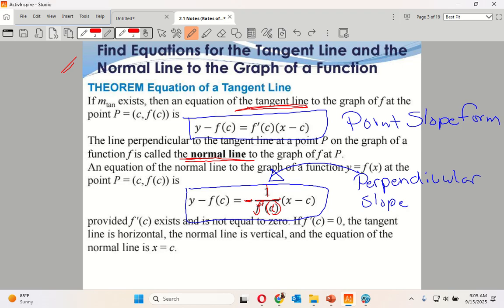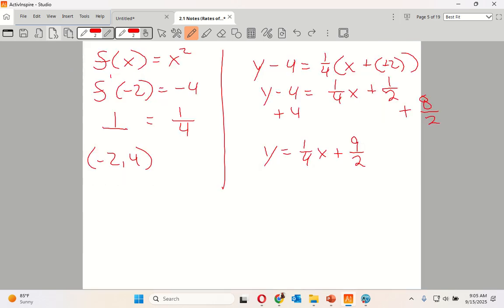Can you go back to your work real quick? Just so I can process the symbols. This symbol right here means perpendicular. Oh, I see. Okay, I'm seeing right there too. Okay, I see. Okay.